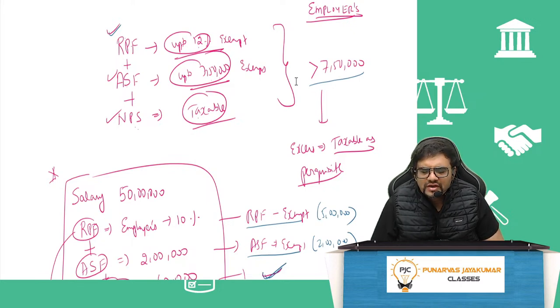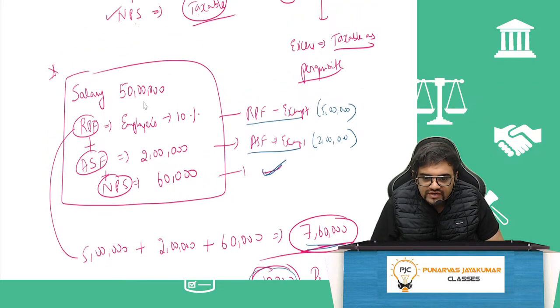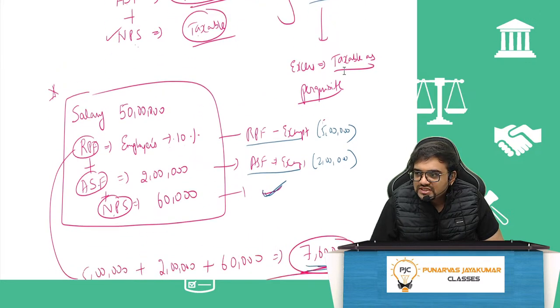So RPF up to 12% is exempt. Beyond 12%, it's anyway taxable. But even up to 12%, whatever is within the limit. Right? So for instance, here salary is 50 lakh. RPF is 10%. ASF is 2 lakh. NPS is 60,000. You see, what is 10% of 50 lakh? 5 lakh. Is it well within the limit? Yes. Will it be taxed under RPF? No. ASF up to 7,50,000 is exempt anyway.